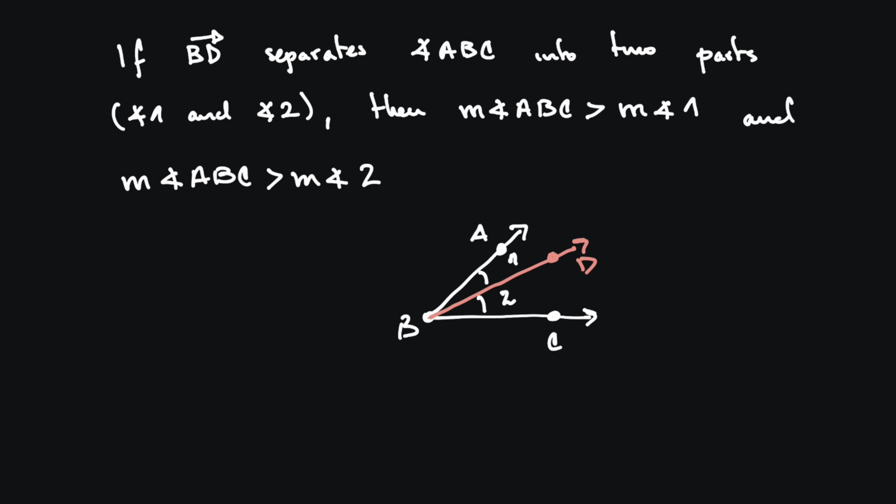It's fairly obvious, if you think about it, that angle ABC must be greater than 1. This is basically this part, right? And it's obvious that the whole angle must be greater than this small angle too, right? This part, okay? And we can prove this. Also, we can prove this. Let's do the proofs. So we have our statements, and we have our reasons, right?